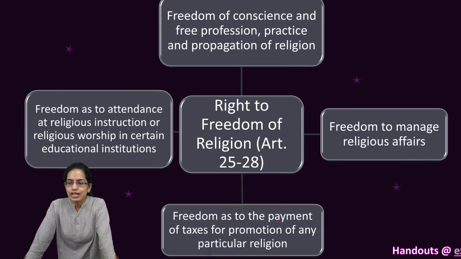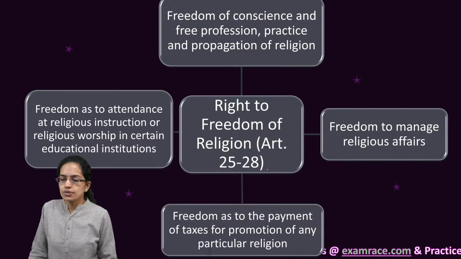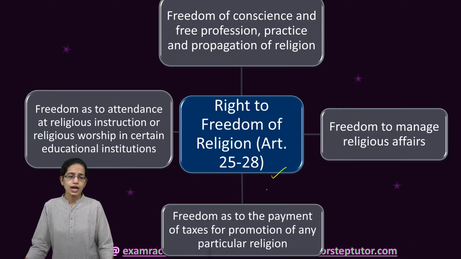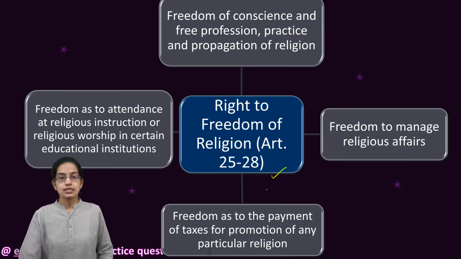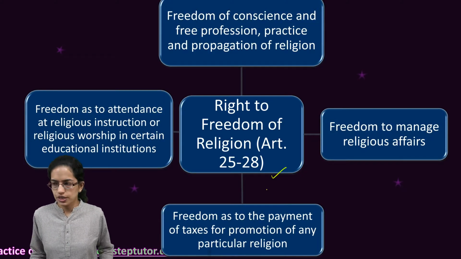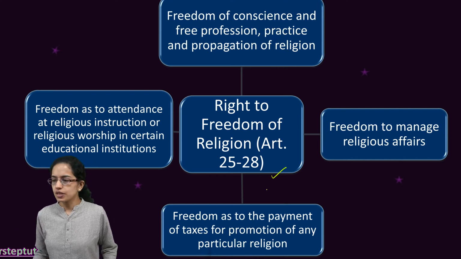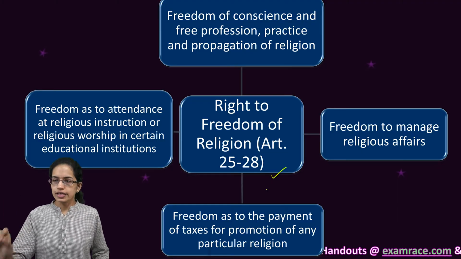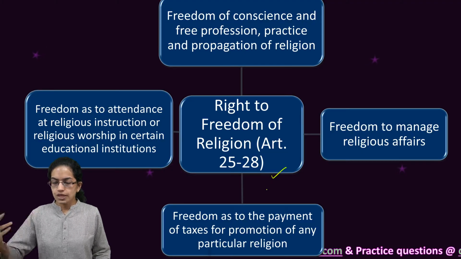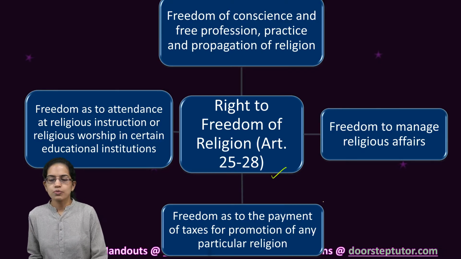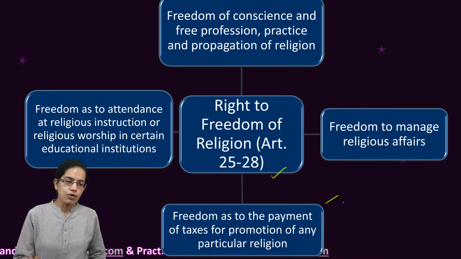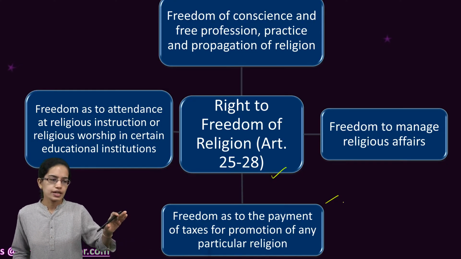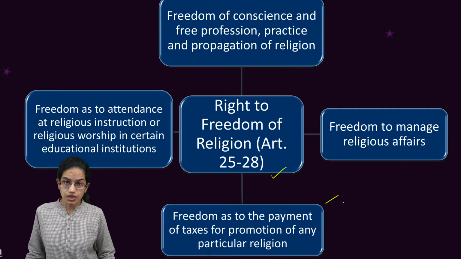The next is right to freedom of religion. This comes under Articles 25 to 28. Again, very important. What are the key ideas? The key ideas are freedom to manage religious affairs, attend any religious instruction or religious worship, freedom to practice any religion that you want, and freedom as to the payment of taxes to promote any religion that you want. However, we need to understand that this is subject to public order and the health of the nation at large.